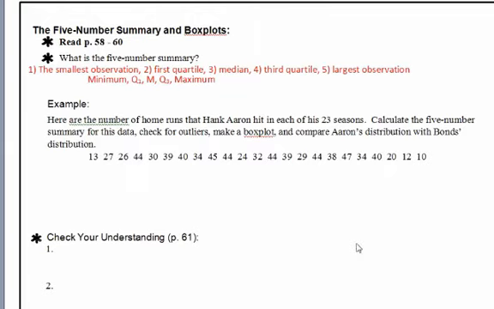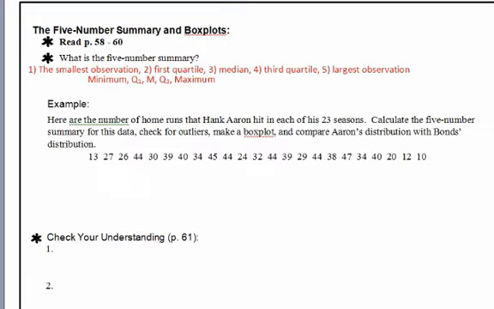Okay, so we're going to make a box and whisker plot and check the data. Here are the number of home runs that Hank Aaron hit in each of his 23 seasons. Calculate the 5-number summary from this data. Check for outliers, make a box plot, and compare Aaron's distribution with Bonds' distribution, which is on page 91 in your text.